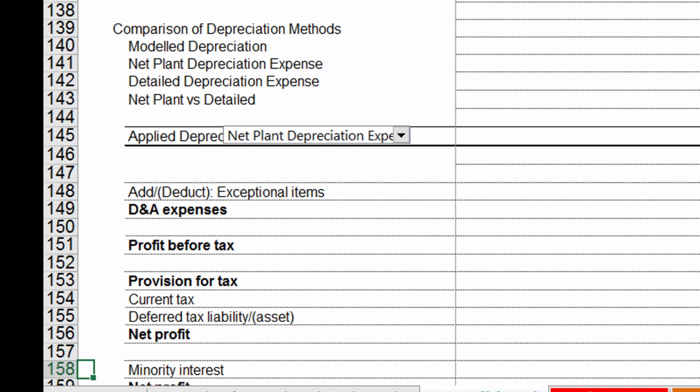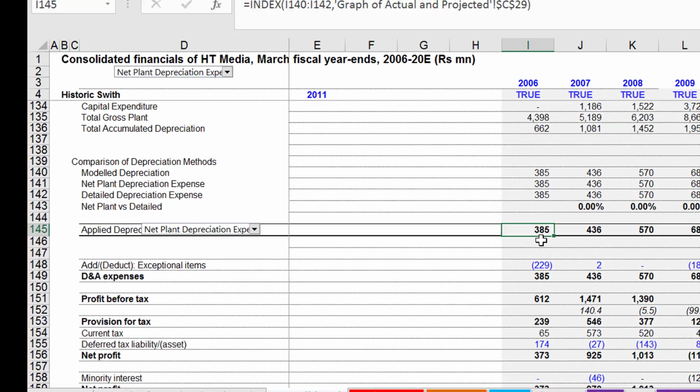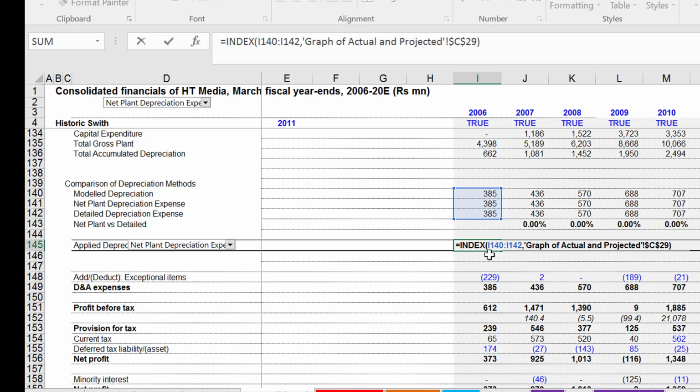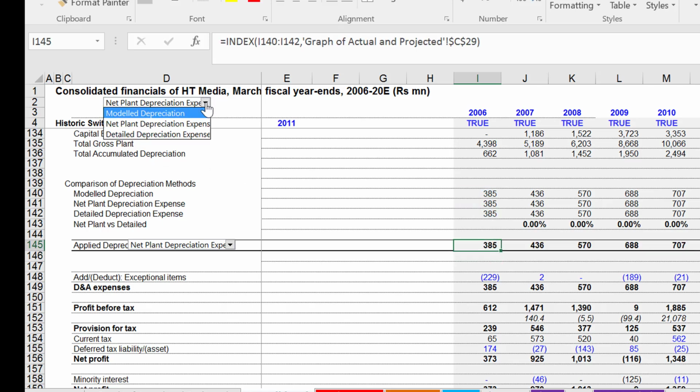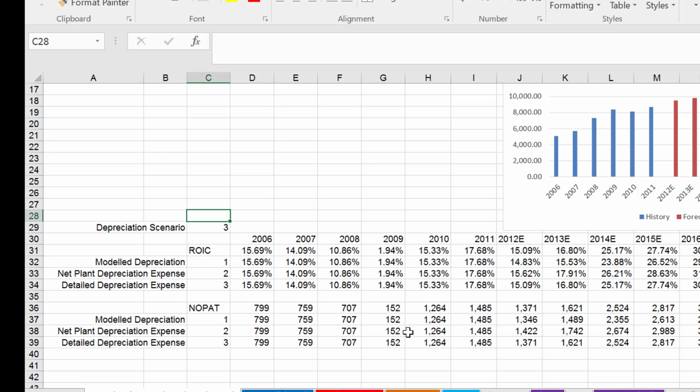So down here I said, okay, well, our applied number is the index of this one, and the index is from the other sheet. The index is from the graph of actual projected sheet. So we're applying a different depreciation method depending on the drop-down box, and that drop-down box depends on this number. So I said, let's just type 1, 2, 3 and get our return on invested capital.